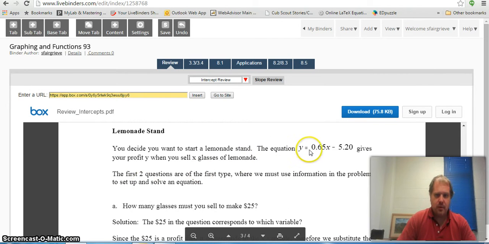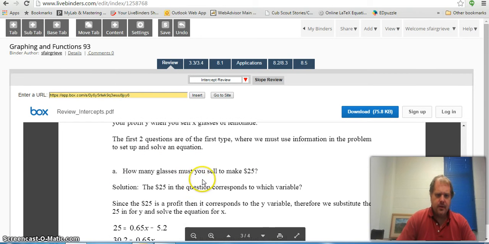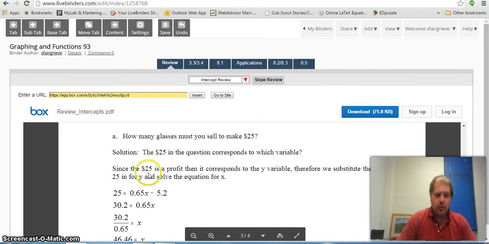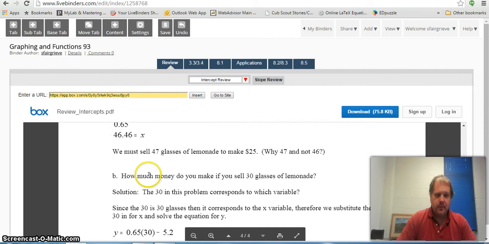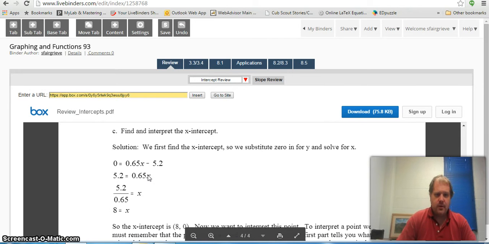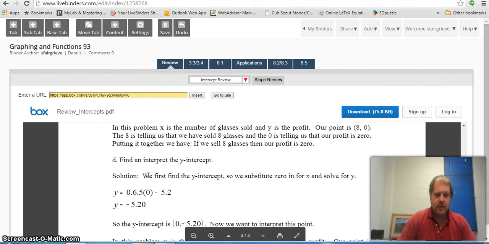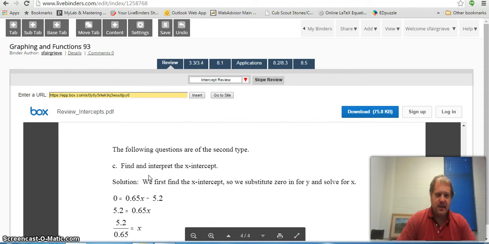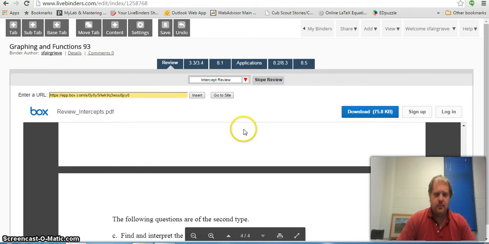So you're given this problem with a lemonade stand, where that gives you your profit. And here we're asked, how many glasses do you have to sell to make a certain amount? So we put that in for the appropriate variable and solve the problem. Same thing with part B. Part C, you're asked about interpreting intercepts, understanding the meaning of a point. Very important idea. So you can see that in questions C and D. Again, that's under intercept review.